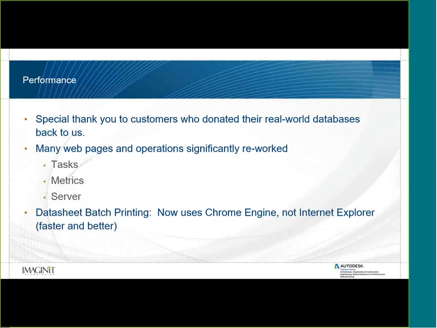So a lot of different web pages are reworked to run faster. We've done some database things to allow that to run better. And we were able to do that based off of some of our clients sharing their information with us. These things called data sheets, where we can look at information about rooms, about assets inside your buildings, are now using a Chrome engine to print instead of Internet Explorer, as it says here, faster and better. So some interesting things through there for us to be able to work with.